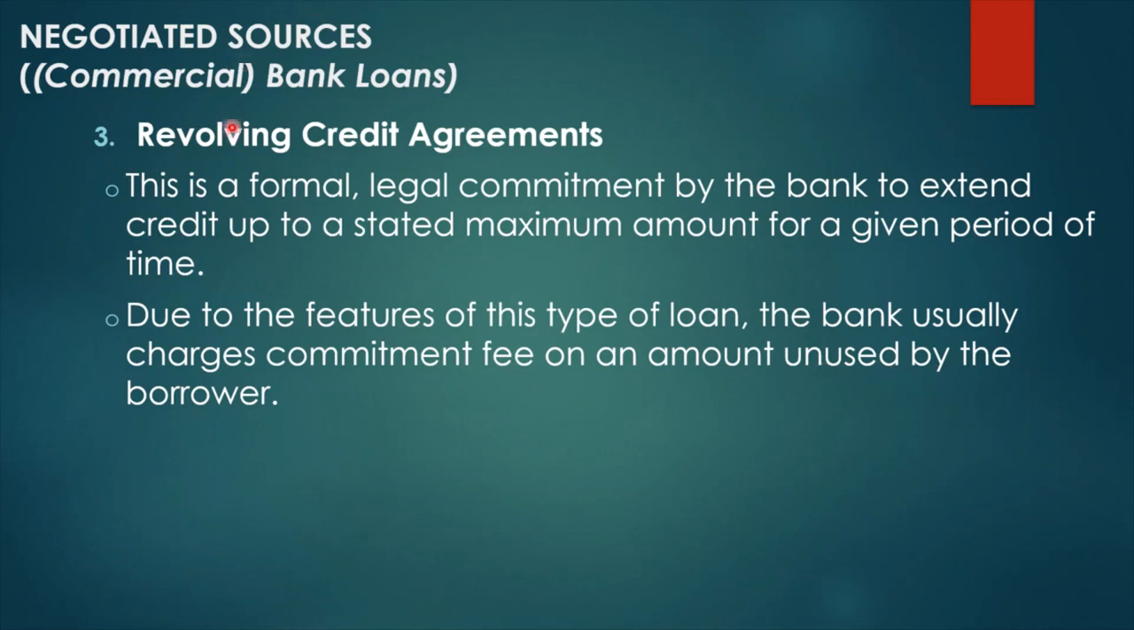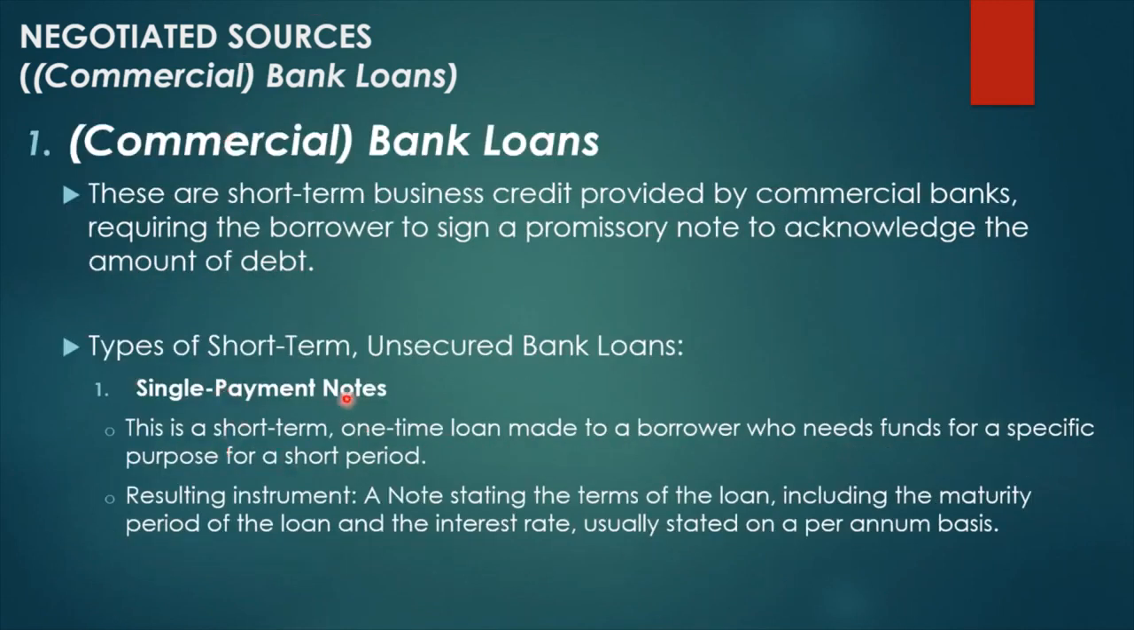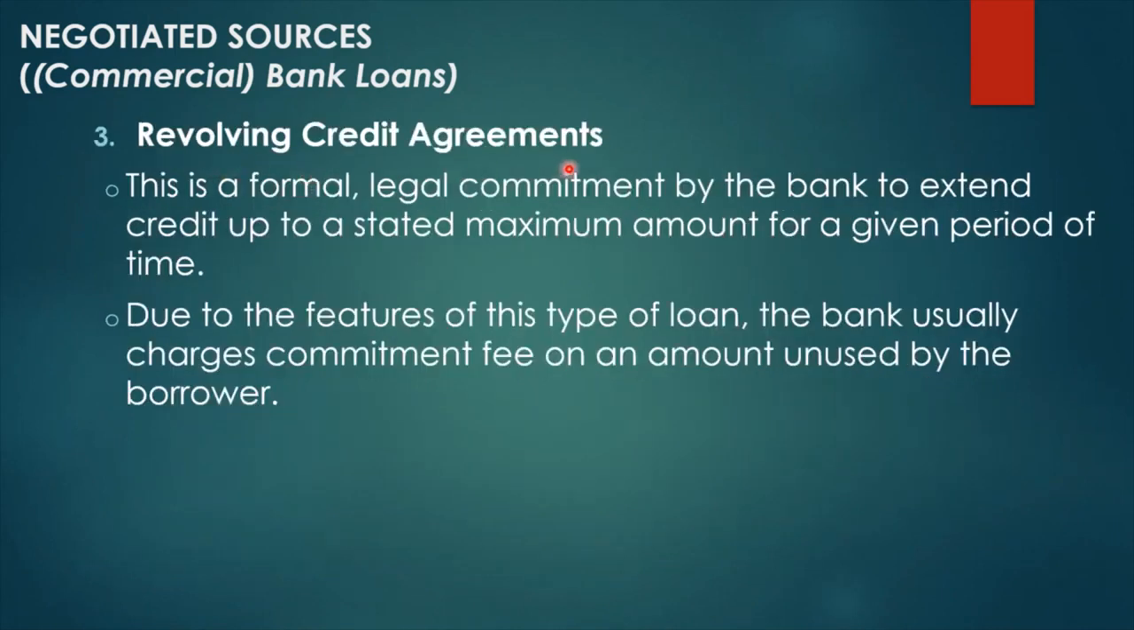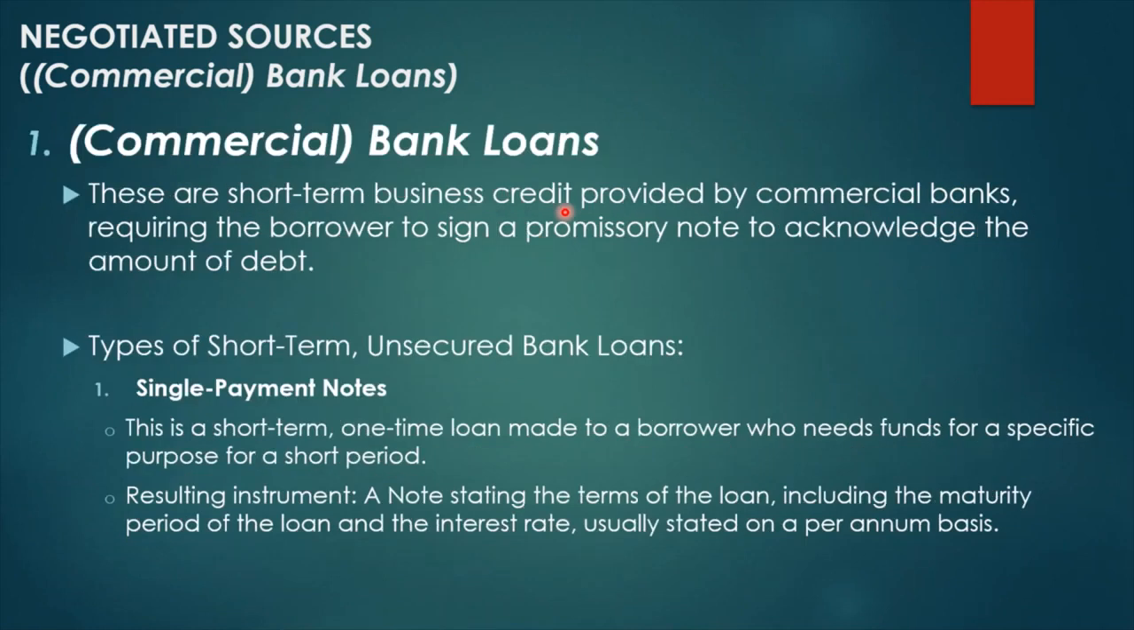So, let's recap. A single payment loan is a one-time transaction between the bank and the borrower. Lines of credit are an informal agreement where the bank will find a way to make cash available, so that whenever the company needs cash, the bank can provide it. But this is an informal agreement. A revolving credit agreement, as compared to a line of credit, is more formal and a legal commitment, where the bank will make plans to make cash available to the company whenever it needs money. So, those are the types of short-term unsecured bank loans.